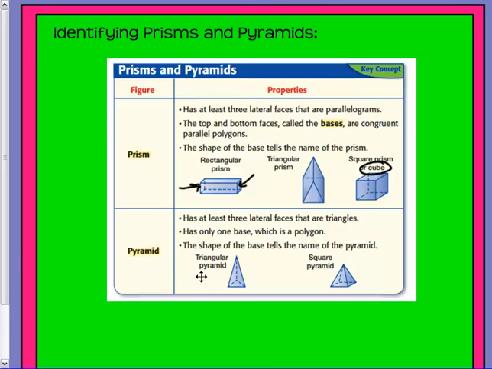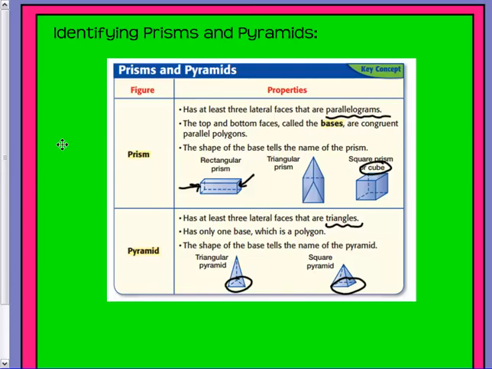A triangular pyramid, okay, and a square pyramid. They have at least 3 lateral faces, but these are triangles. So up here, they're parallelograms. Do you see that all the faces, except the base, unless it's a triangular one, are triangles? They have only one base that's a polygon, and the shape of the base tells the name of the pyramid.